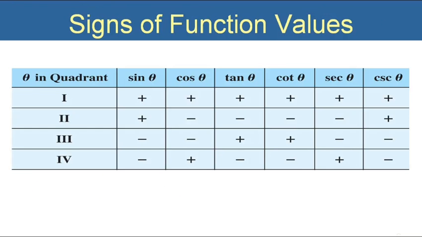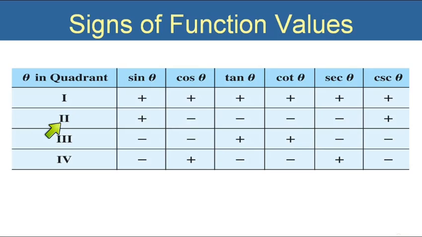Now this chart tells us the signs of the function values in each quadrant. And if you think about it, think about the definitions of the trig functions. Sine is y over r, cosine is x over r, tangent is y over x. In quadrant 1, x and y are both positive, so y over r is positive, x over r is positive, y over x is positive, and of course all of the reciprocals are positive.